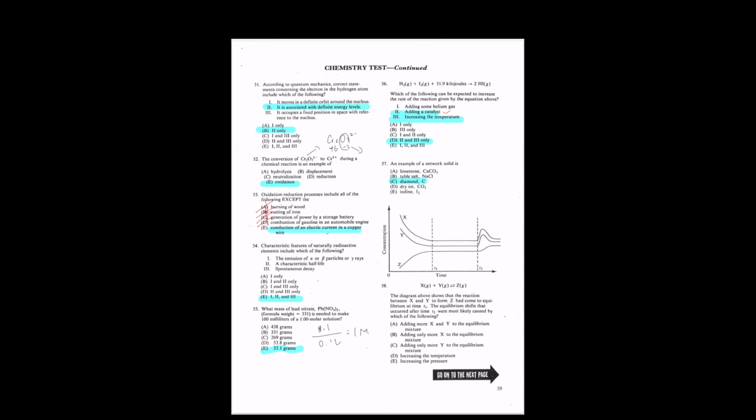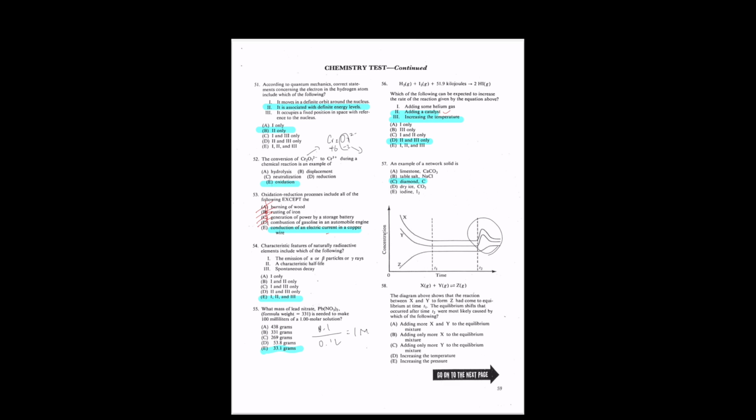Okay, number 15. The diagram shows that the reaction between X and Y to form Z had come to equilibrium at time T1. The equilibrium shifts that occurred after time T2 were most likely caused by which of the following? Okay, now we see a drastic shift at T2 here, so what can be the choices? Choice A, adding more X and Y to the equilibrium mixture. Choice B, adding only more X. Adding only more Y. Increasing the temperature, increasing the pressure.